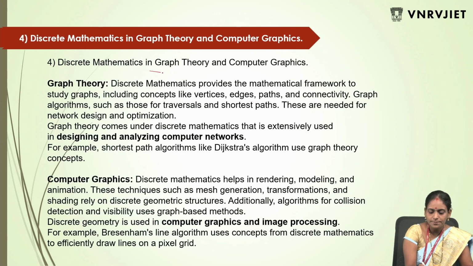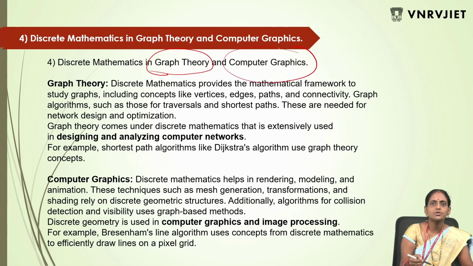Next, the fourth application is graph theory and computer graphics. How do we use discrete mathematics in graph theory? Graph theory contains different types of vertices, edges, paths, connectivity. If you consider any graph, again we are going to discuss different types of graphs, how many vertices we have, how many edges we have, how we are going to color the graph, everything is related to graph theory. That we are going to discuss in graph theory.